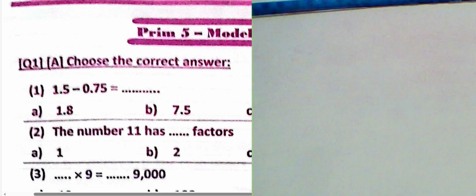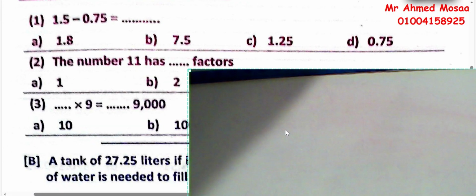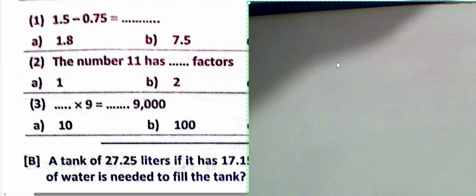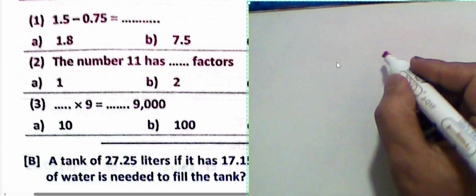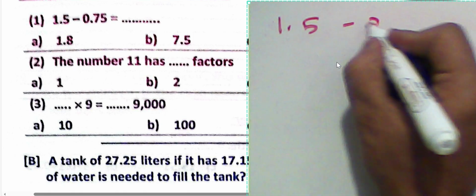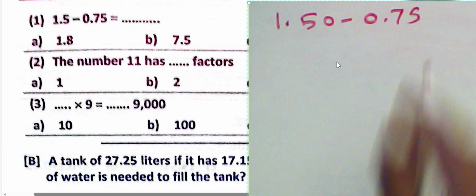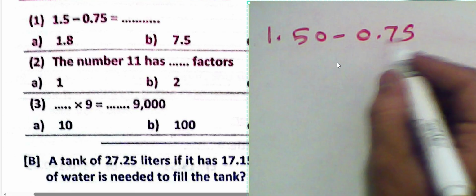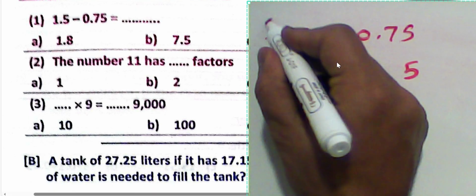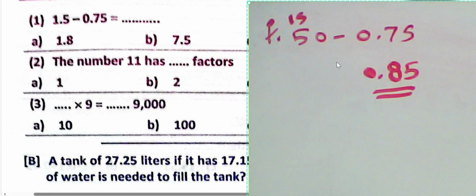Okay, now we explain model number 5. 1.5 subtract 0.75 equals. We can find the difference between the two numbers. Look here, both steps. 1.5 subtract 0.75. We can put 0 here and then find the difference between the two numbers. 0 minus 5, we borrow, 10 minus 5 is 5. 5 minus 7, we can't, so 15 minus 7 equals 8. The result will be 85 hundredths.